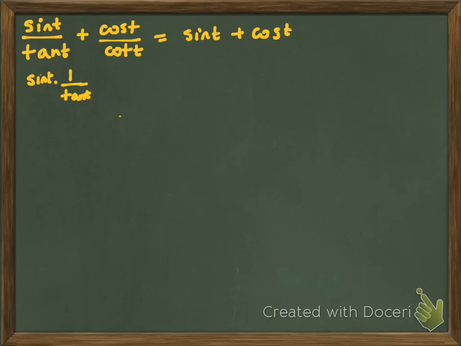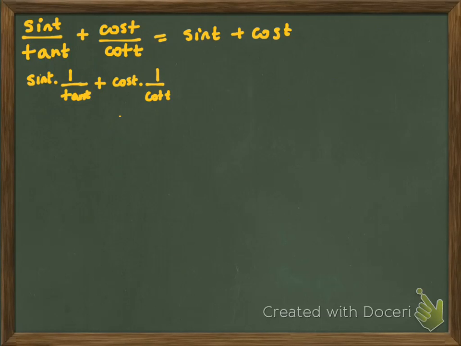All right? So then we're going to do the same thing to the second guy. So this is going to be cosine t times 1 over cotangent t, right? What was on the bottom of that one? Cotangent t. Oh, I was looking at it wrong. Okay, so far so good?